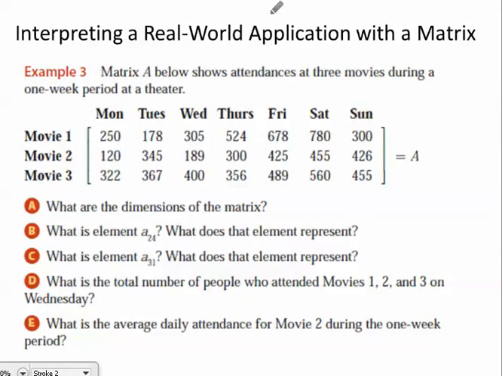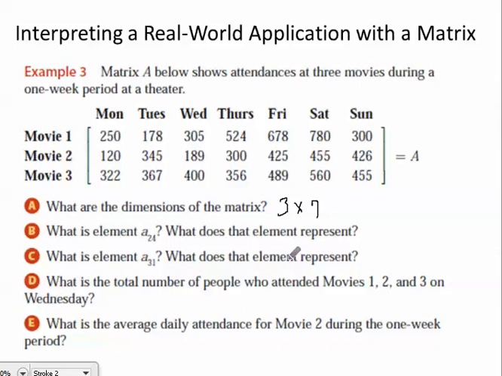Okay? Real world. Here are the attendances by day for 3 different movies that are showing at a theater. What is the dimension of this matrix? Well, there are 7 days going across there, and there's 3 movies, so it's going to be a 3 by 7.